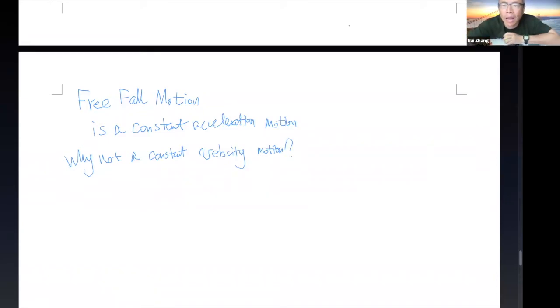Because it's falling and not going up. No. If you say the constant velocity is going downward, certainly it's going to fall. So that fact couldn't eliminate the possibility that it is a constant velocity motion. But there's one fact that will tell you it cannot be a constant velocity motion. Anybody else want to try?